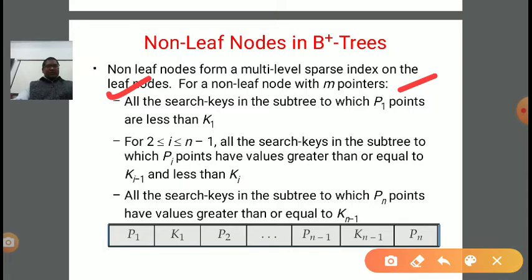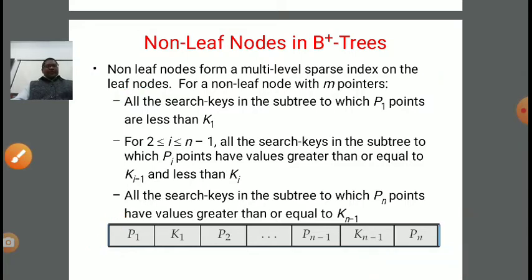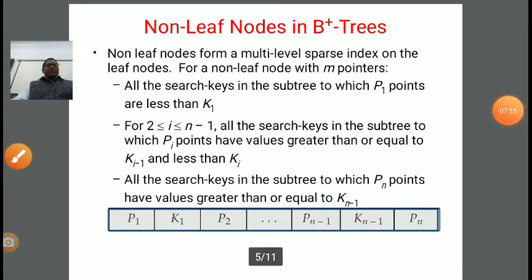The structure of the node we already discussed: p1, then k1, p2, then k2, up to p of n minus 1, k of n minus 1, and then the final pn, which points to the nth node, right? In this manner, the non-leaf nodes and leaf nodes are organized in B plus tree.